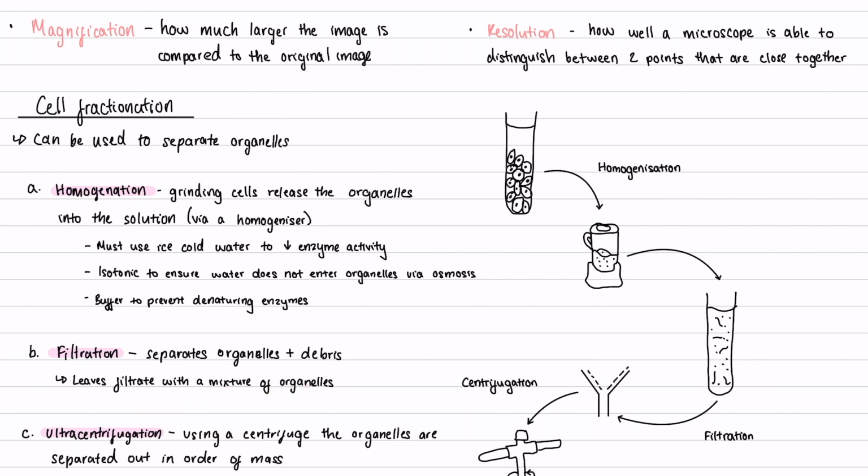The remaining solution containing the organelles will go through ultracentrifugation, which is where the tube is placed in a centrifuge. This machine will spin the tube and separate out the organelles. They are filtered out in order of mass, from heaviest, for example the nuclei, to the lightest, for example ribosomes.